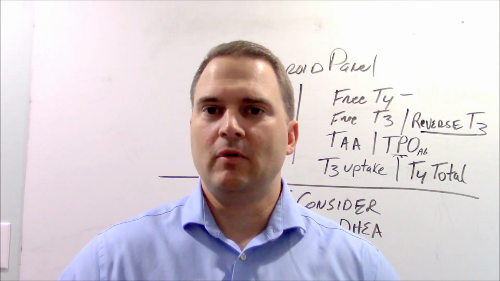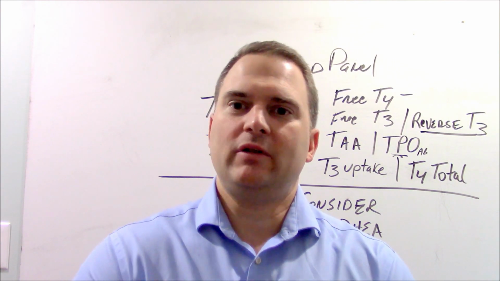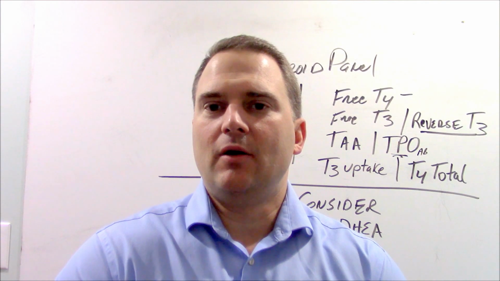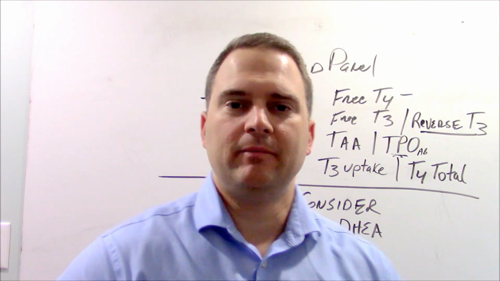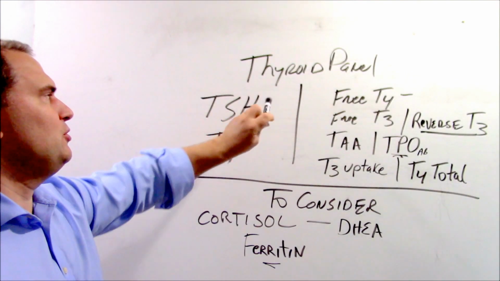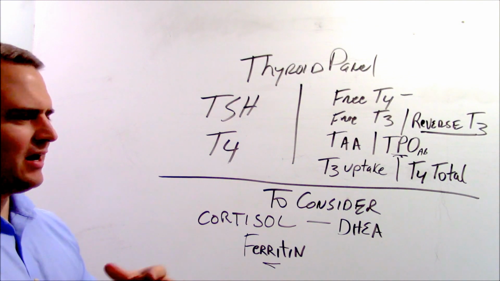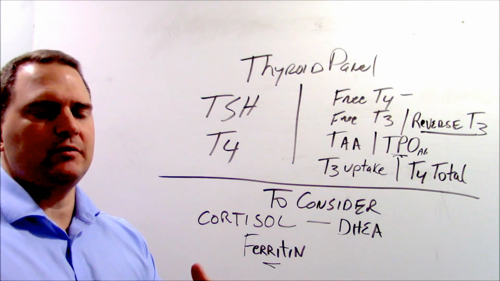This is Dr. Talorico. I want to take a few minutes just to talk about what a good thyroid panel looks like and what tests you should ask for when you go and have your thyroid evaluated. Typically, when you get a thyroid evaluation, it consists of two things, the TSH and the T4. And those two are kind of like the routine, the standard tests.